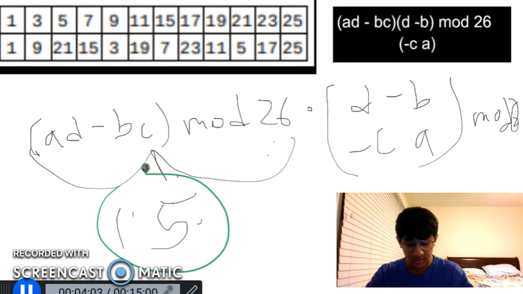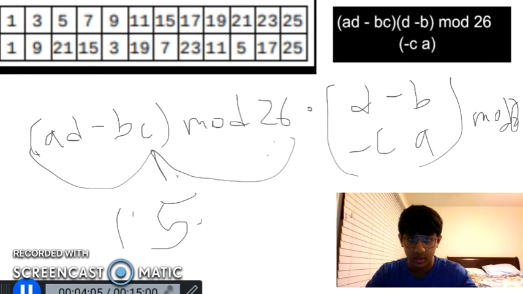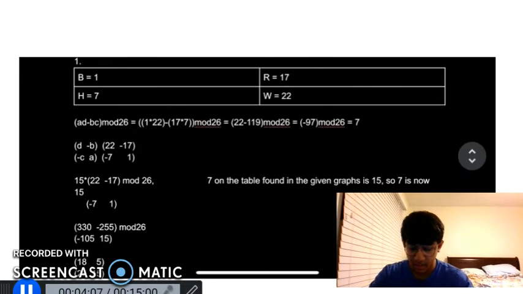And so we take this 15 right here, and using this formula, we have to multiply using matrices. And so what we have to do is just distribute. So 15 times 22 is going to be 330. 15 times negative 17, which is going to be negative 255. 15 times negative 7, which is going to be negative 105. And 15 times 1 is going to be 15.